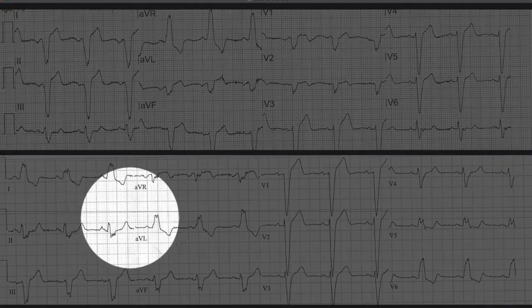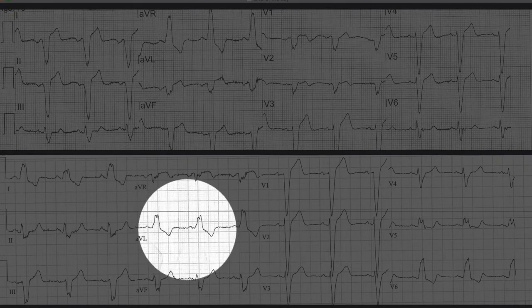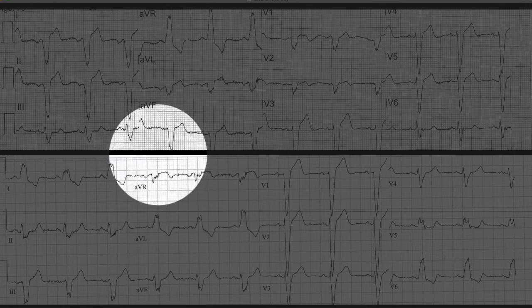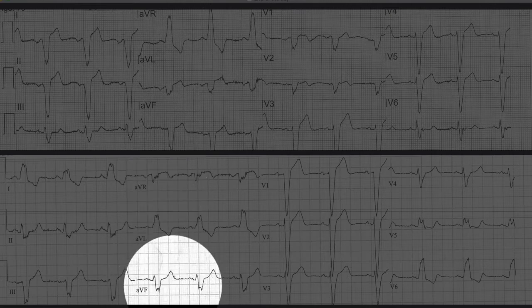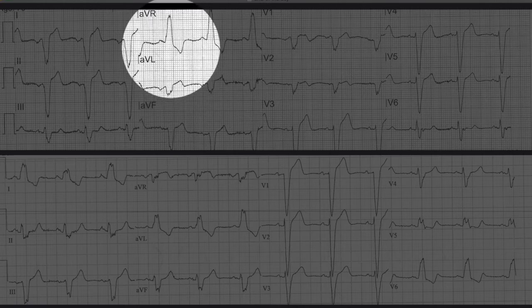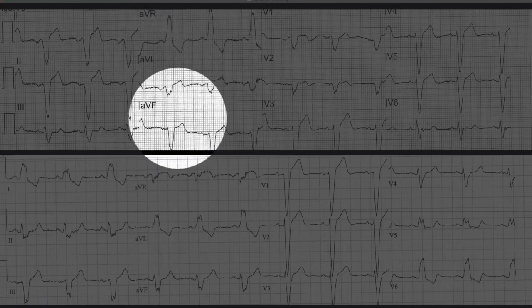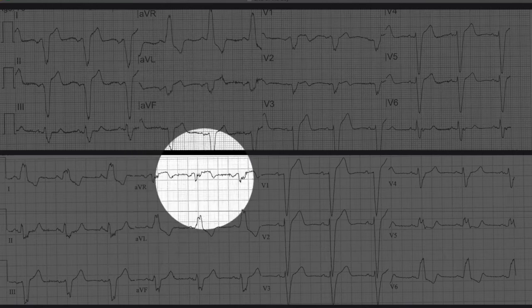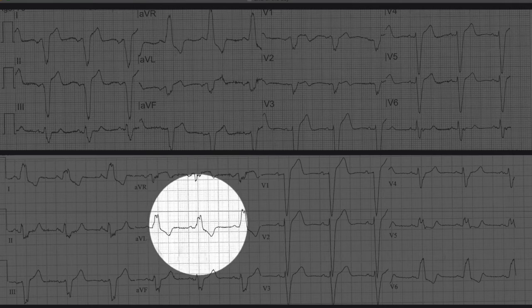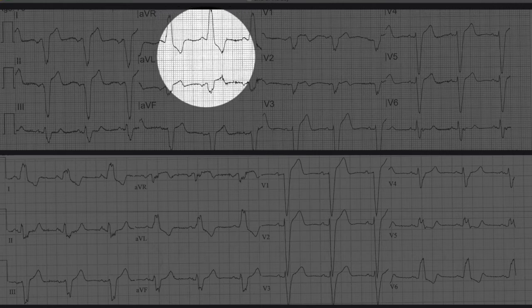Just to confirm, AVL and AVR should switch. AVF should stay the same. AVF does look mostly the same, all told, again, just accounting for differences in machines. And then AVL on one should look like AVR on the other. So AVL here should and does look a lot like AVR, and then AVL here should and does, being mostly positive with that little M thing at the top, look like AVR.